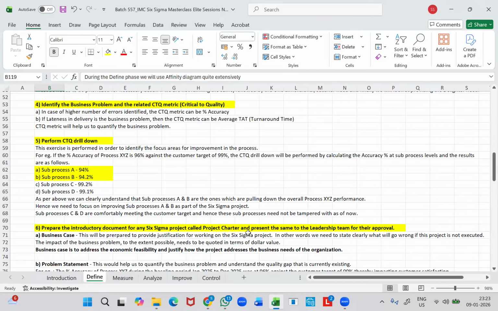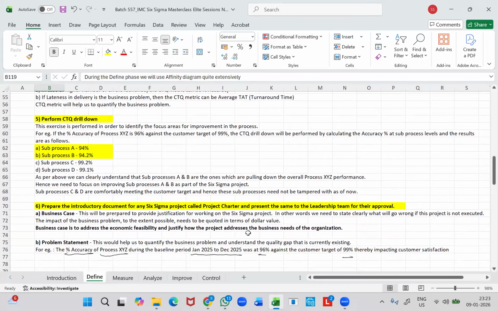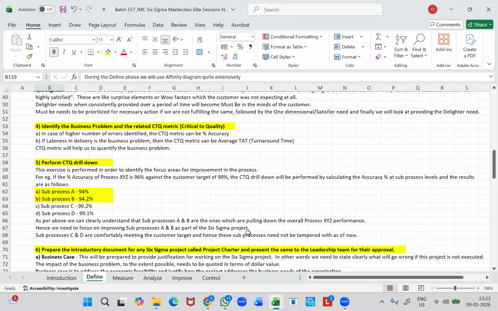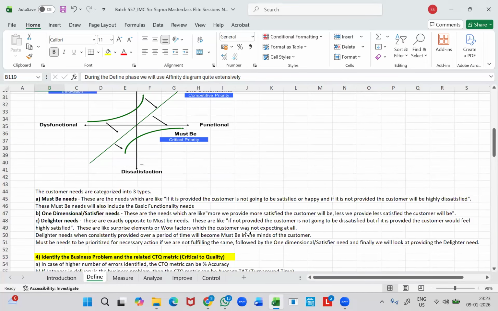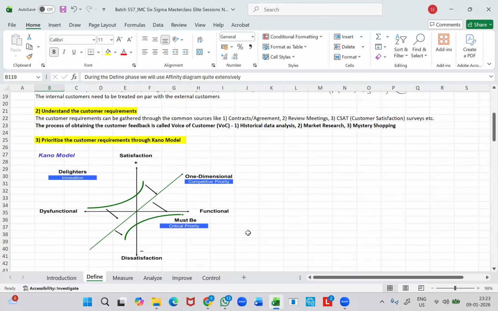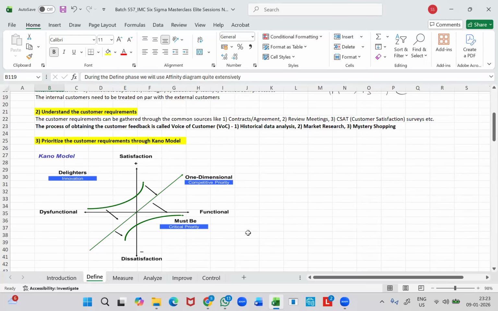One more question. If you just step back a little, where we were identifying the customer and the requirement, there are three things: historical, market search and mystery shopping. Could you give a live example of these three parameters?